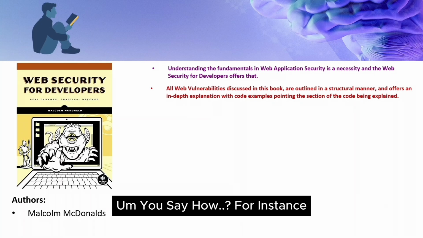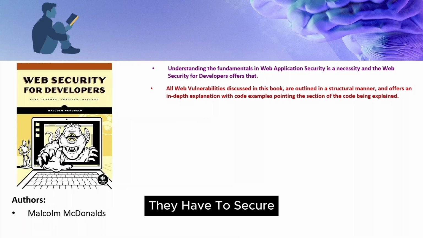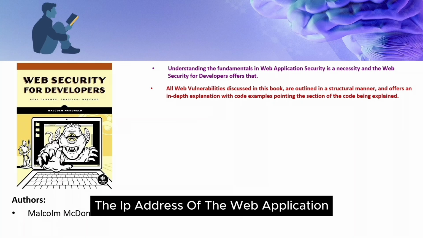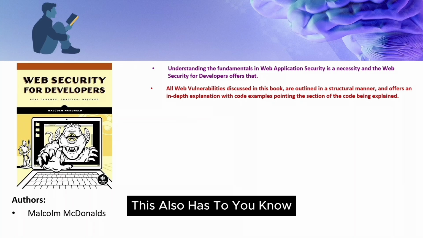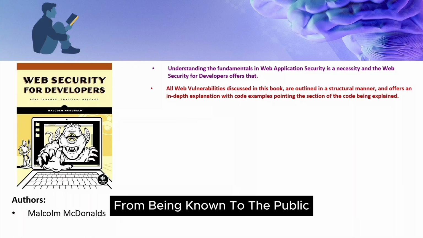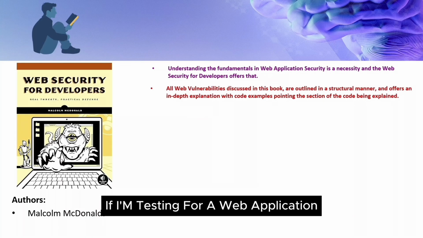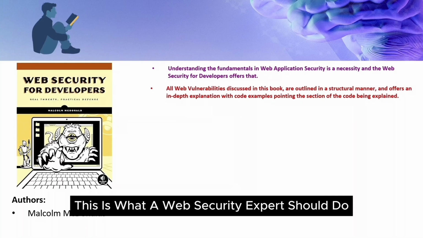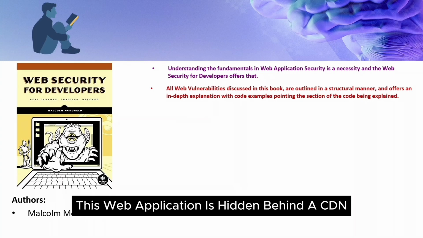So for instance, if a web security expert wants to secure their web application from being hacked, they have to secure the IP address of the web application via a CDN. This also has to protect the IP address of the web application from being known to the public. So when I read about this, I can say, okay, fine. If I'm testing a web application, this is what a web security expert should do. So should I now check if this web application is actually hidden behind a CDN or not?